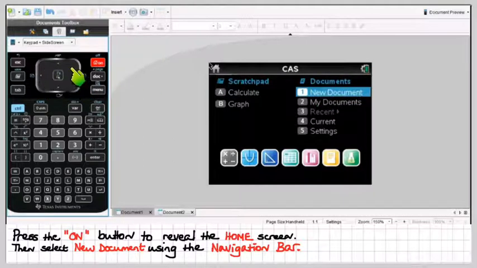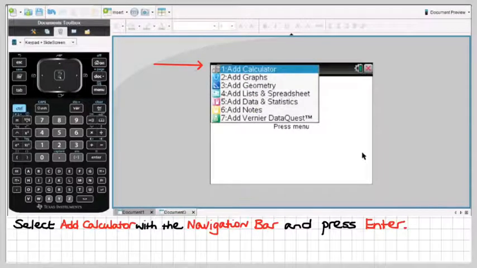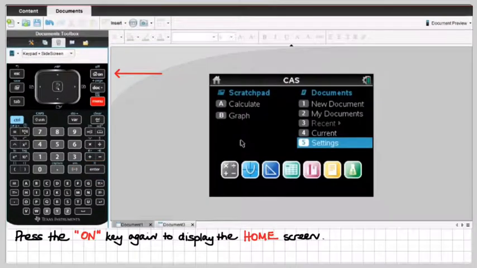You can scroll across if you're not already in this right hand column, and then select by scrolling up or down to get new document, and then you hit enter. There is the navigation bar for you. Now you'll get this screen where you get all these options. So you scroll using the navigation bar to get add calculator, and then you press enter. There you go. That gets you a calculator screen.